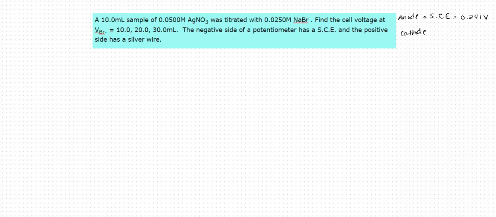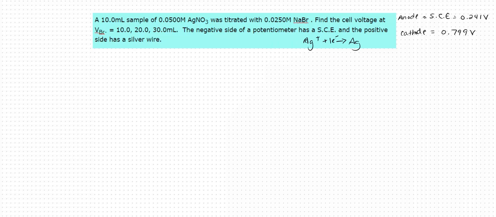We have a silver wire, we have silver in solution. So the cathode is going to be reduction of silver, and it looks like this. Now that cathode has a standard reduction potential of 0.799 volts. So now let's have a look. What is the titration equation?